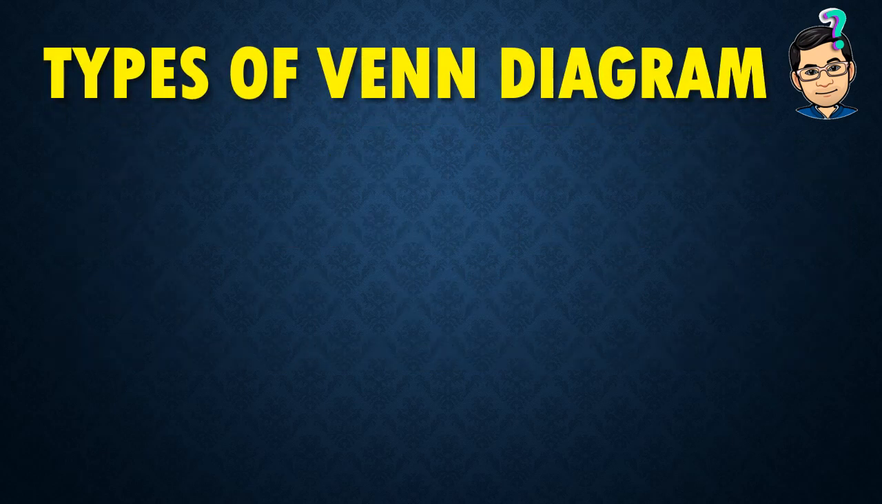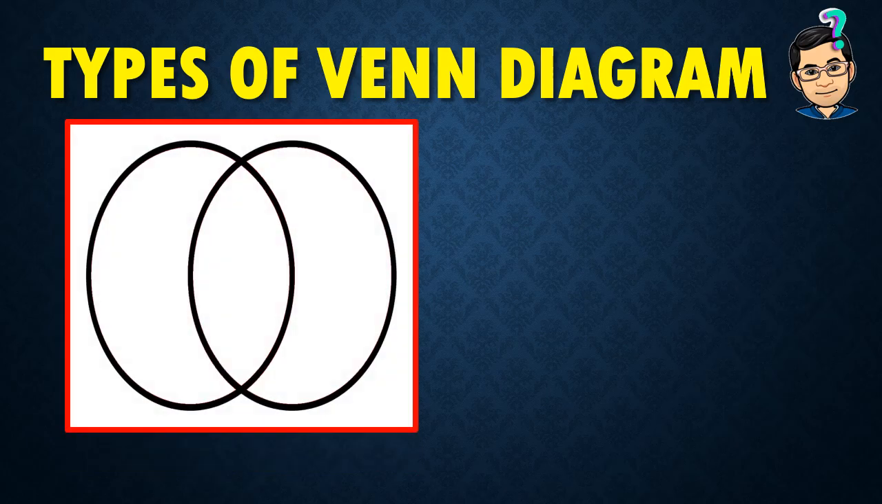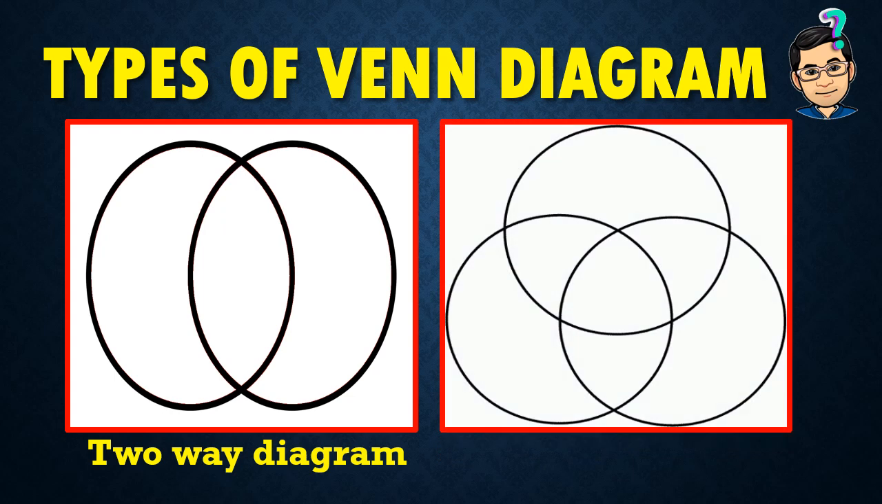So there are types of Venn diagram. So yung una, yung pinakita ko sa mga previous video ko, yung two-way diagram na kung saan there are only two overlapping circles. While meron tayong panibagong uri ng Venn diagram, kung makikita nyo, ayan, three-way diagram naman siya. So tatlong circles na ang nag-overlap.